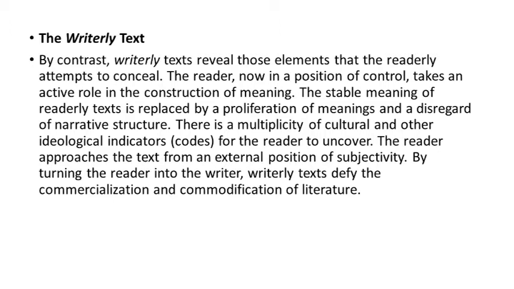The reader is in a position to control the meaning, or the reader has an active role in the construction of meaning. The reader constructs the meaning. The stable meaning or meta-narratives of the readerly text is replaced by a lot of meanings. In the writerly text, the reader can produce meaning, so there would be a proliferation of meanings, multiple meanings, and disregard of narrative structure. There is a multiplicity of cultural and other ideological indicators, or you can take several cultural meanings out of it, or you can take other ideological codes from it.